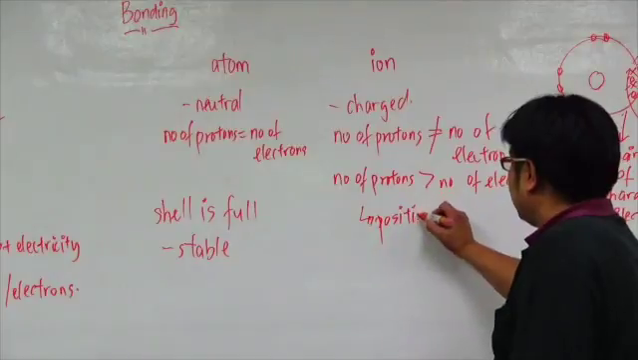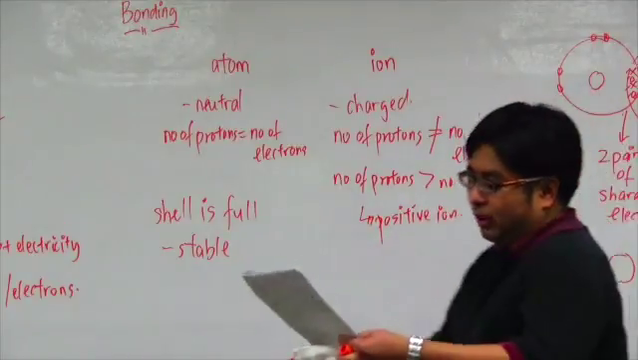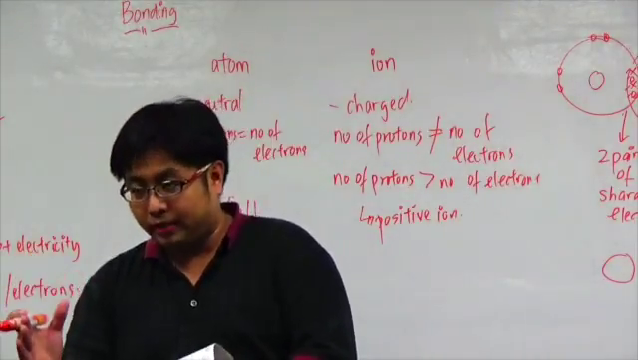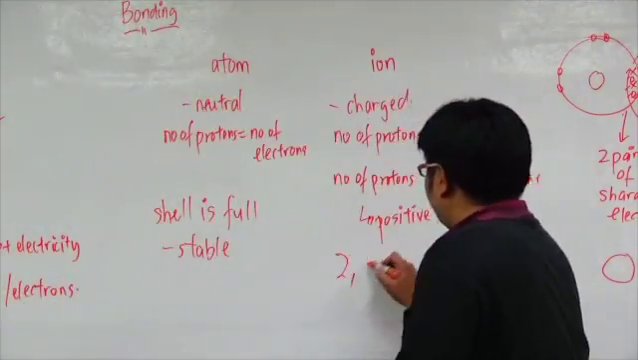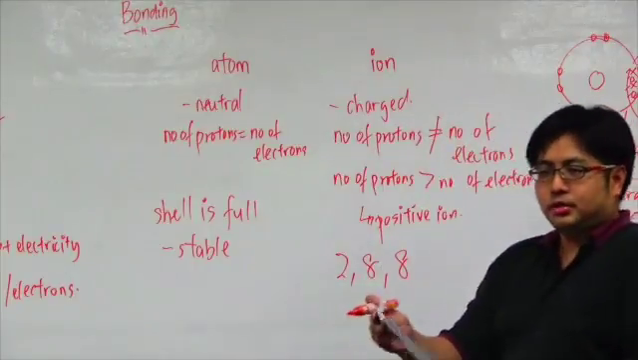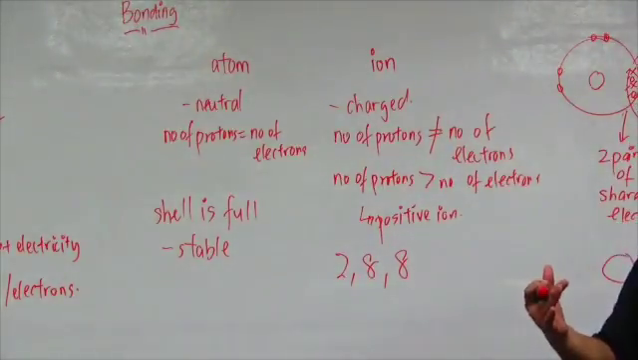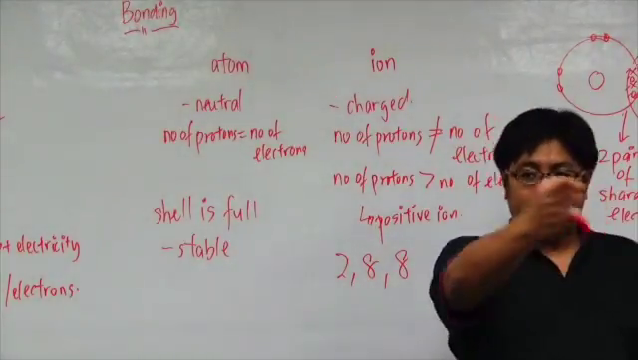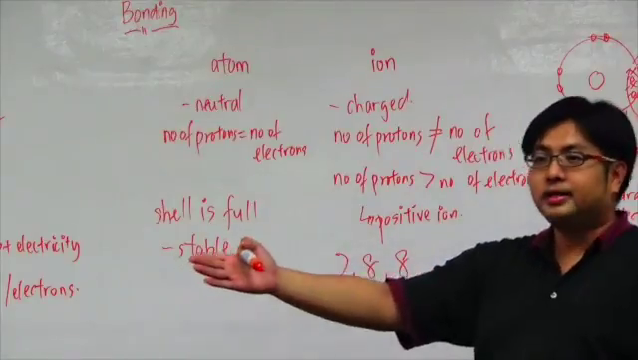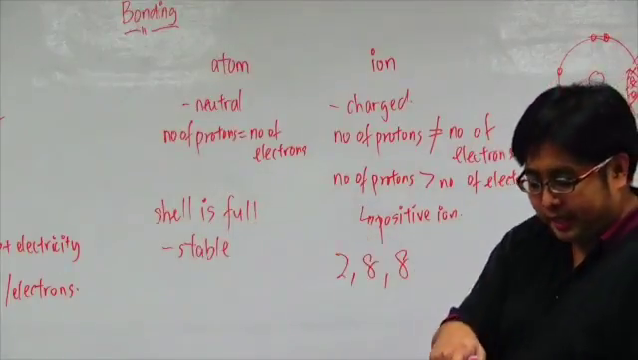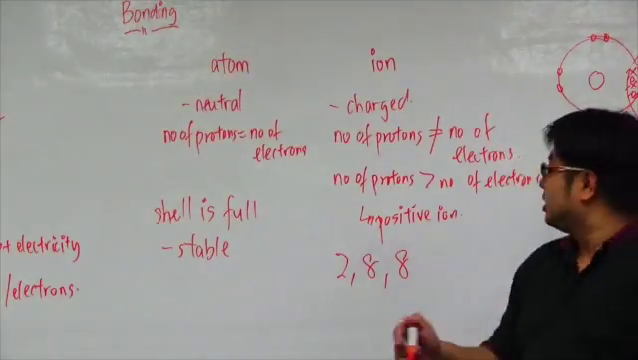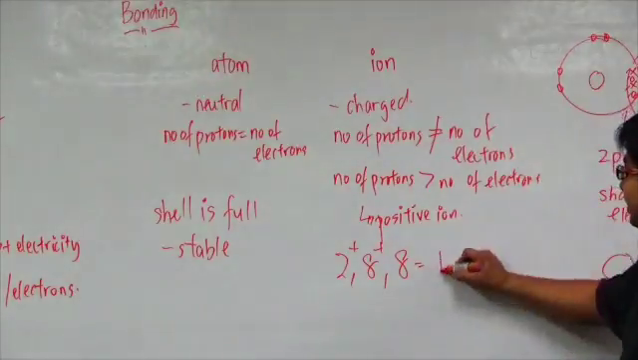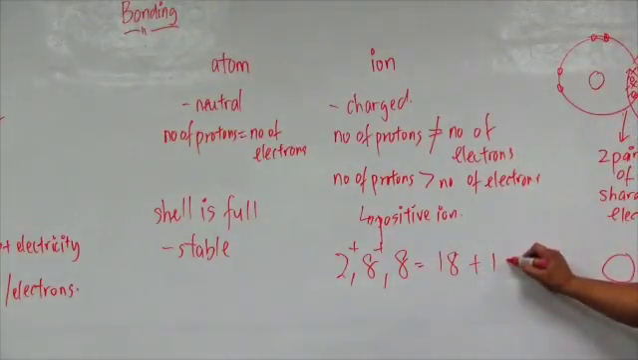Very good, Joshua. So when the number of protons is more than the number of electrons, it is a positive ion. If you look at the question one more time, it says that it forms a positive ion. After it forms a positive ion, it has 2,8,8. So how do you form a positive ion? Give away 1. You can give away 2, you can give away 3. But for this case, you can give away 1. So 2 plus 8 is how much? 18. So plus 1 is 19.